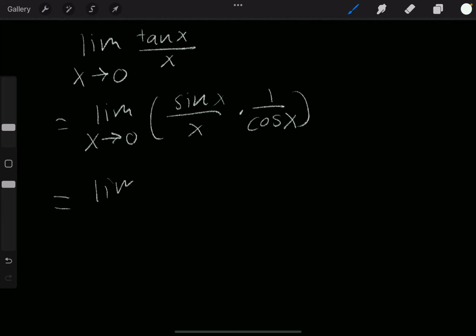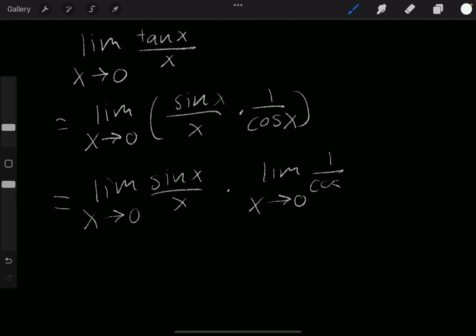So the limit as x approaches 0 of sine x over x times the limit as x approaches 0 of 1 over cosine x. So we know that as x approaches 0, sine x over x is equal to 1. And we know that cosine 0 is equal to 1. So it'll be 1 times 1 over 1. And this is equal to 1. So the limit as x approaches 0 of tangent x over x is equal to 1.